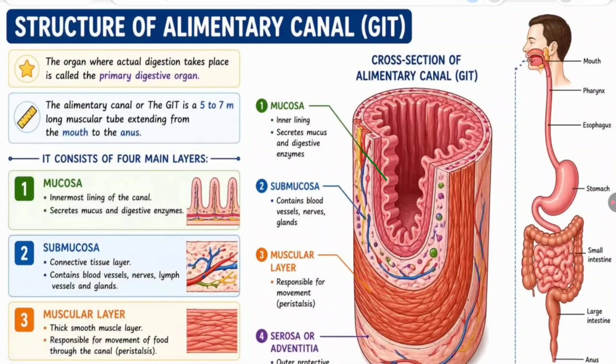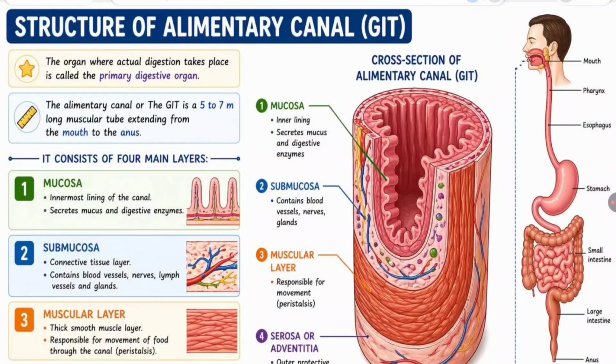Now we will discuss what is the alimentary canal or GIT, gastrointestinal tract. The organ where the actual digestion takes place is called the primary digestive organ. So what is the primary digestive organ? One question may come. So GIT, gastrointestinal tract, or the alimentary canal, only is called the primary digestive organ. Why? Because main digestion is taking place in this part.